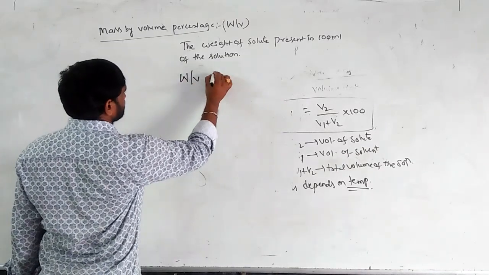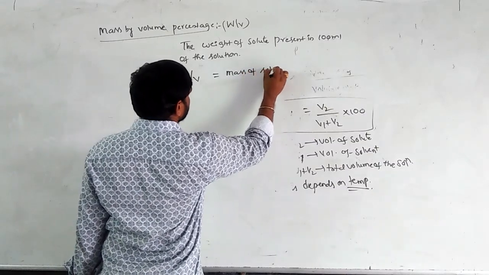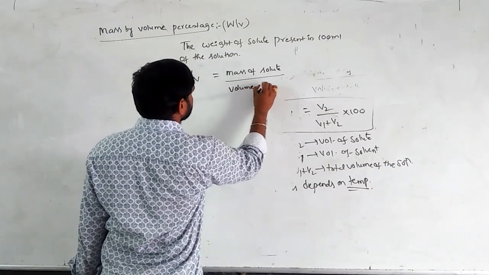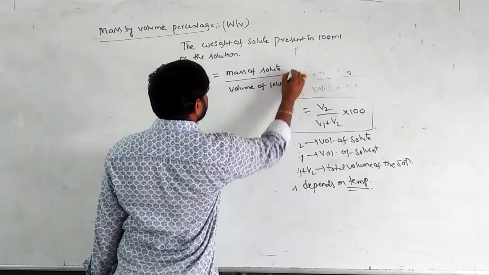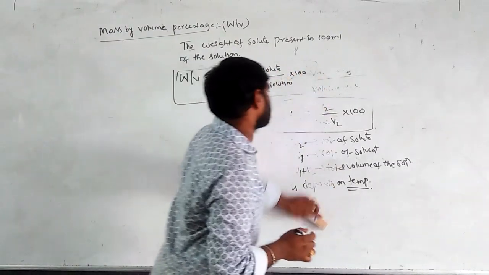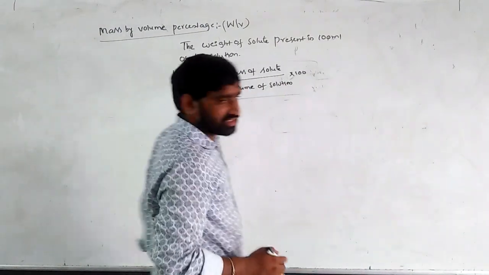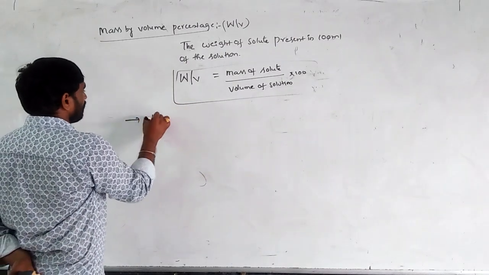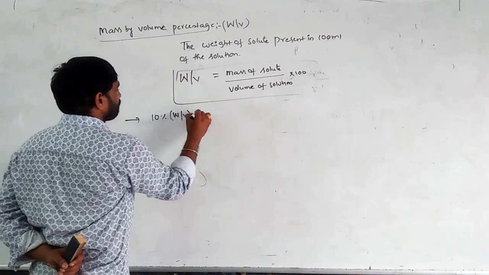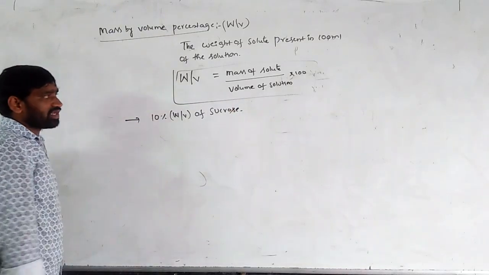Mass by volume percentage equals mass of solute by volume of solution into 100. So this is mass by volume percentage. It depends on temperature. So for example, 10% weight by volume of sucrose.